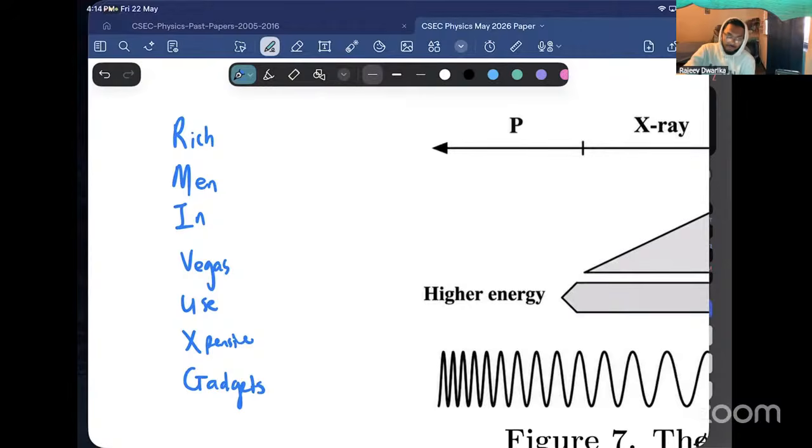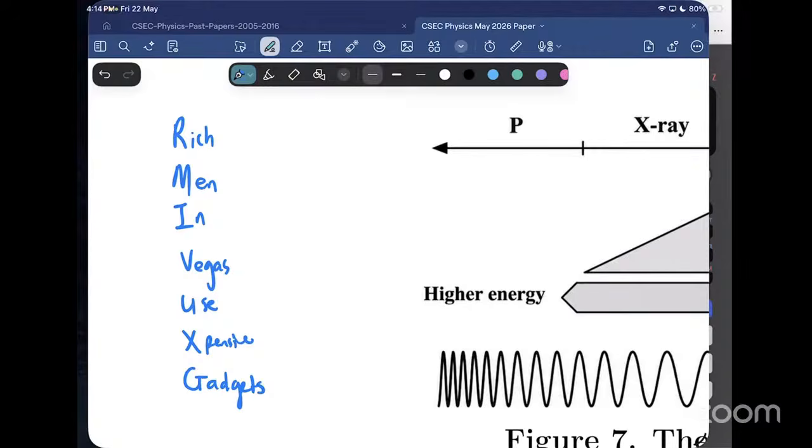But let me answer this fast. Which one? Remind me, guys. Which one has the shortest wavelength? Radio waves. No, wait, wrong thing. Gamma rays.